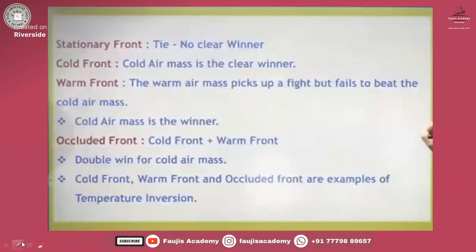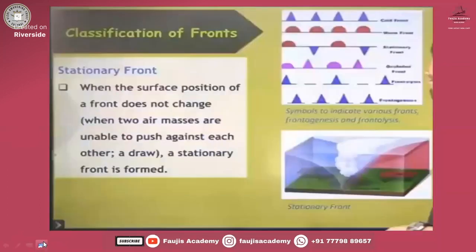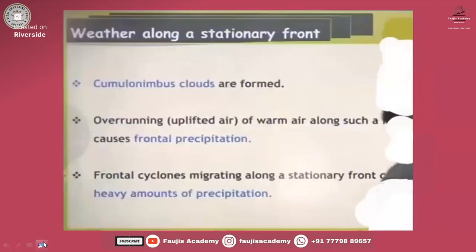So all those front definitions are there in this slide. So just go through. See, stationary front: when the surface position of a front does not change, so when two air masses are unable to push against each other, that is where the stationary front formation happens. Along the stationary front are cumulonimbus clouds, and we have the uplifted air. That overrunning uplifted air of the warm air along such a front causes frontal precipitation.